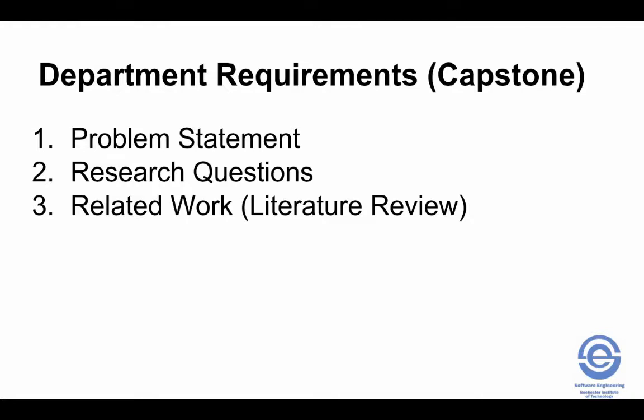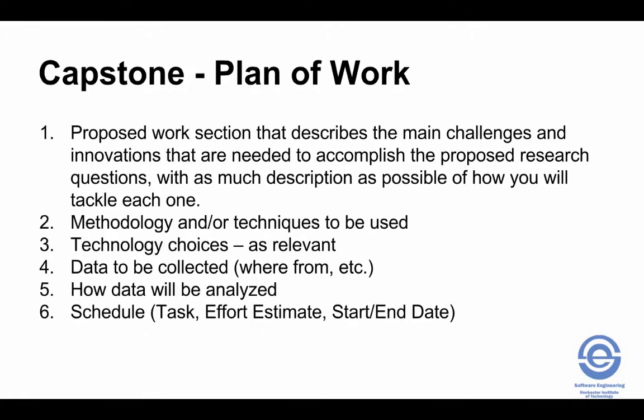But every capstone and really thesis project will have some of the same items. They will have a problem statement. They'll have research questions. They'll have related work inside of their literature review. And each capstone project should include a plan of work. This plan of work should be defined between you and your advisor, but an example plan of work could describe maybe 6 or 7 different parts, and here I have 6 different parts listed.